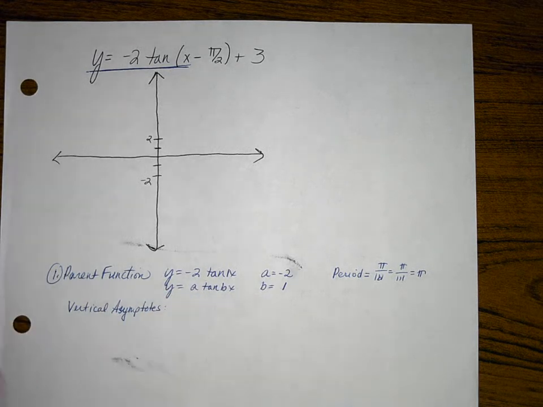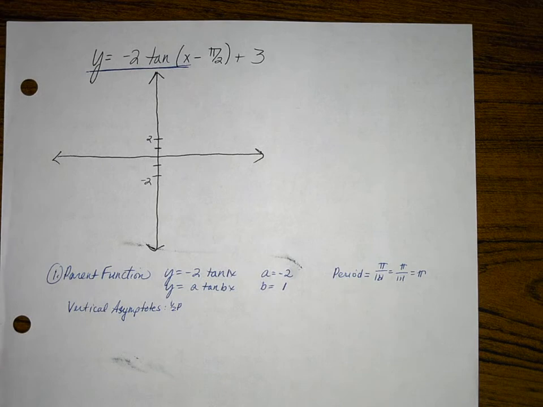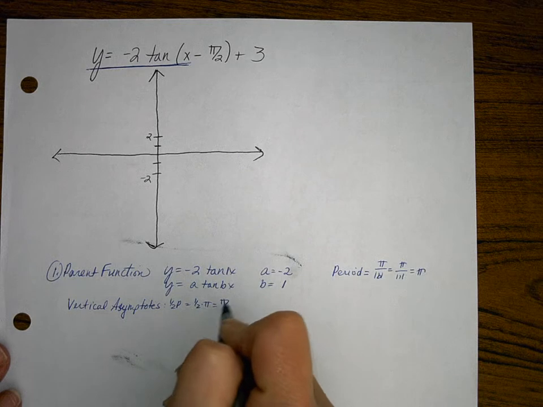How do I find them? Okay, yep, one way to look at it is pi over 2 absolute value of B, but it's really always a half of the period. It's always a half of the period. That's the way I just make it. It just seems easier to remember. So a half of the period, so half of pi is pi over 2.